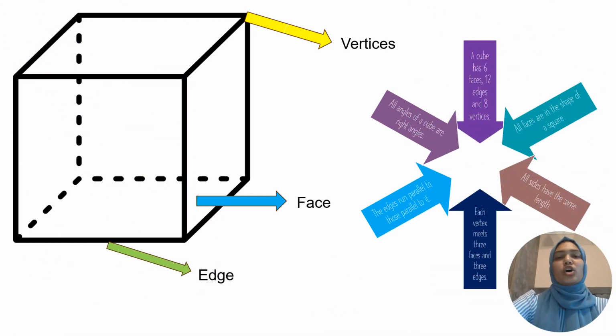To explain further, a cube has vertices. These are the corners of the shape. Then we have a face, meaning you have the bottom face, you have the side faces, and each face is a square, and the edges are the sides of the object. Then we say that a cube has 6 faces, 12 edges, and 8 vertices, and they have the same length. All of it has the same length. They consist of a volume and they consist of a breadth.